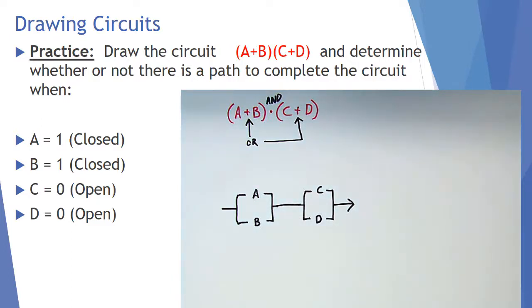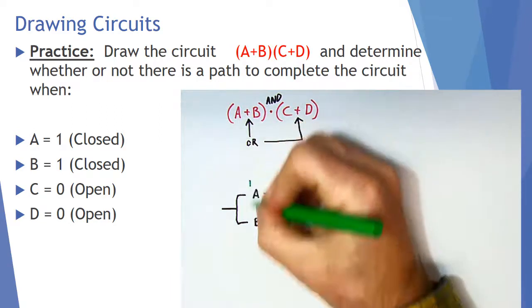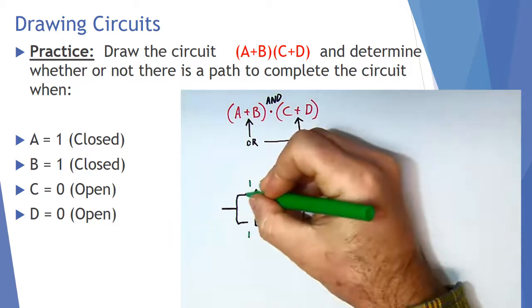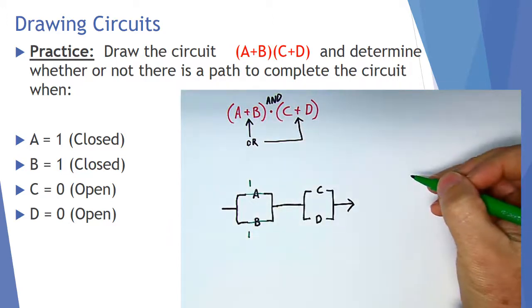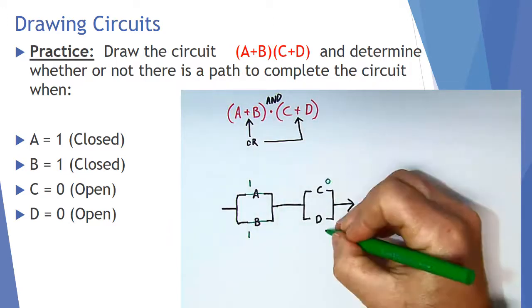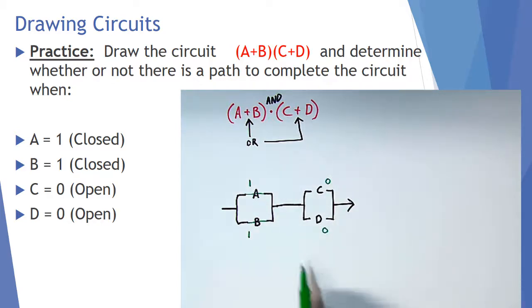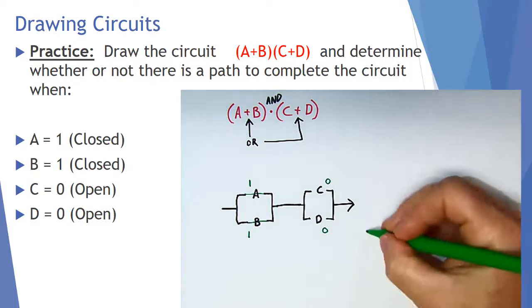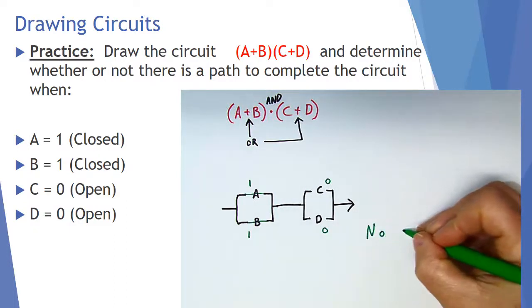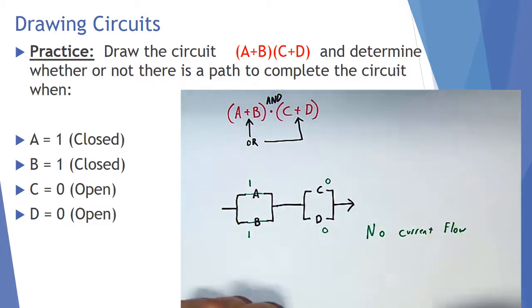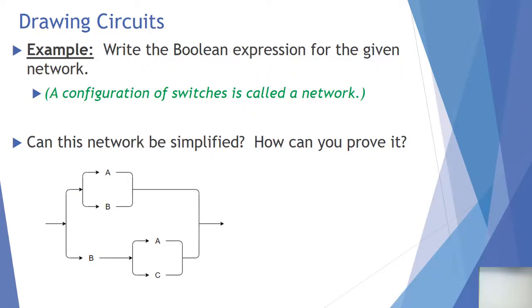Now, let's determine what our path is here. If A is closed and B is closed, that means that we do have current flow through both of those. Unfortunately, C is open and D is open, and so we have no way to get through that second part of our AND statement, and we can conclude here that there is no current flow. We won't make a Boolean table for that one, but we could.